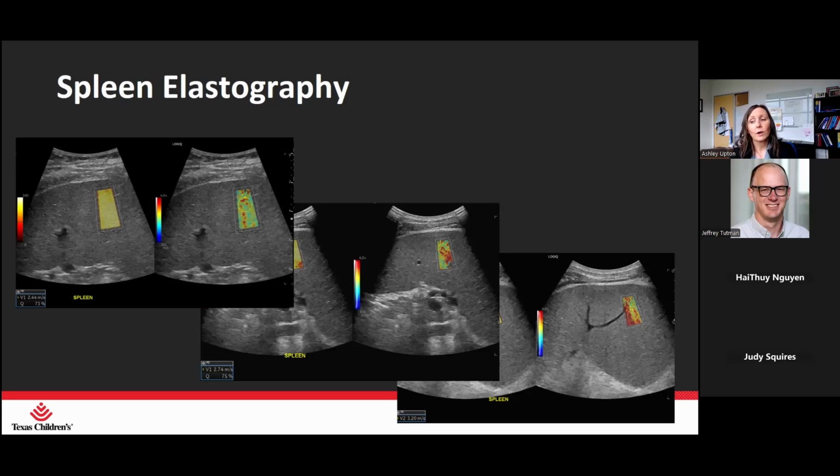The first measurement was around 2.4. A few months later, it shot up to 2.7. And then a few more months, it went up to 3.2 meters per second. And guess what? This patient ended up having a significant GI bleed. So splenoelastography is super helpful to monitor patients with portal hypertension.